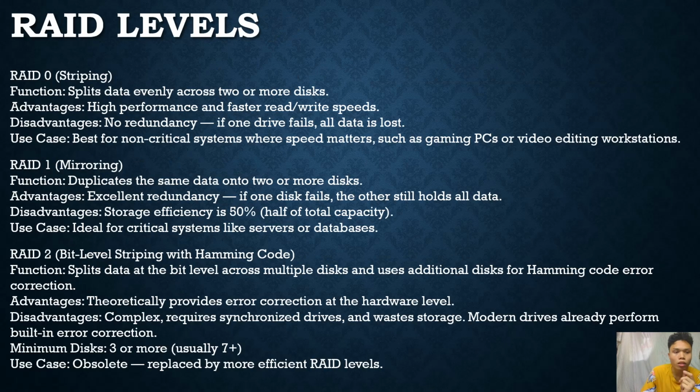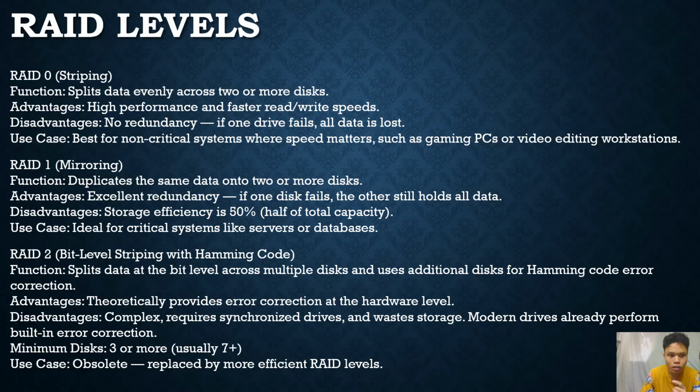The first level is RAID 0, called striping. The function of this is it splits data evenly across two or more disks. Its advantage is very high performance and faster read and write speeds, and it has a disadvantage of no redundancy. If one drive fails, all the data is lost. This is best for non-critical systems where speed matters, such as gaming PCs or video editing workstations.